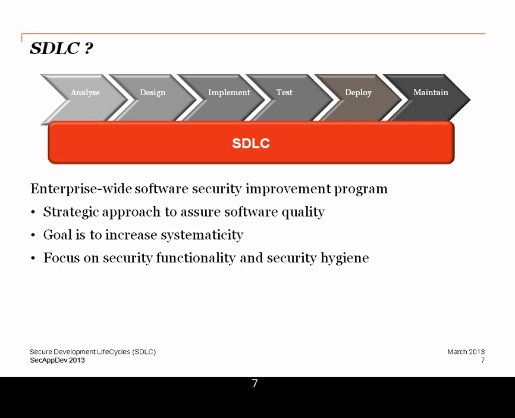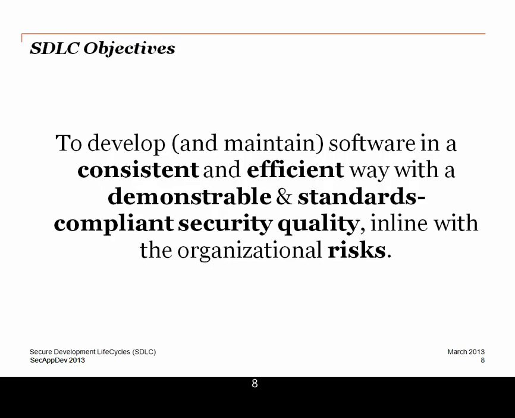Okay, so what are the objectives then of SDLC? So now that you know that it's something that goes through the entire lifecycle, the objectives are, and it's a long sentence, I've indicated the words that are important in bold. It's to develop and maintain software in a consistent and efficient way with a demonstrable and standards compliant security quality in line with the organizational risks. All the keywords in bold are actually important to build secure software. And you will see later on that we're actually trying to do that when implementing SDLC projects or strategies in a company.